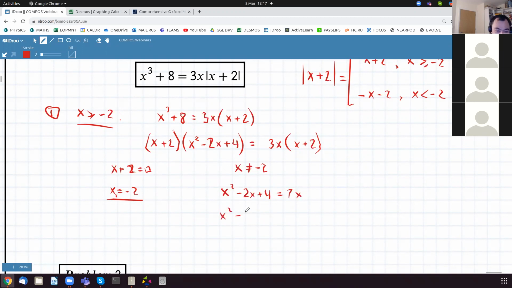X squared minus 5x plus 4 equals 0. So x2 is 1, x3 is 4. And both of these roots satisfy this inequality. So all three are valid roots. You can also double check them and actually insert them into the equation and check if they work, and they should work.